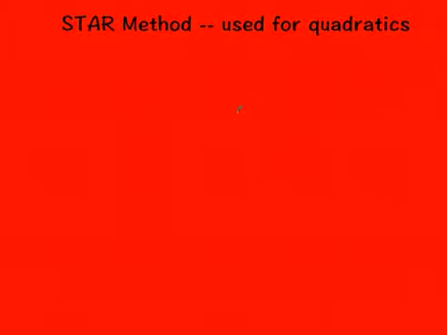Next, we're going to review the star method, which is a method of factoring that we use specifically just for polynomials that are quadratics. So if you'll recall, a quadratic is a polynomial that's written in the form ax squared plus bx plus c. So you'll know that a particular polynomial is a quadratic because it will have at least 2 terms, but one of them will definitely be an x squared term.